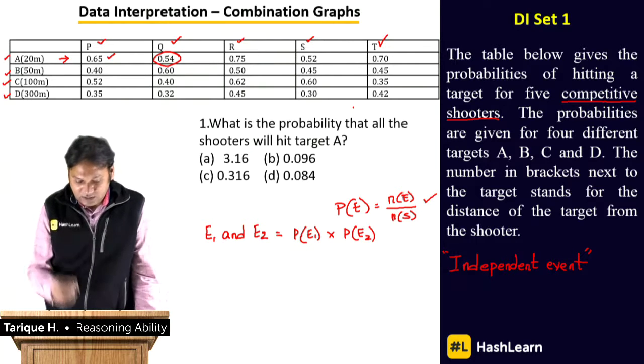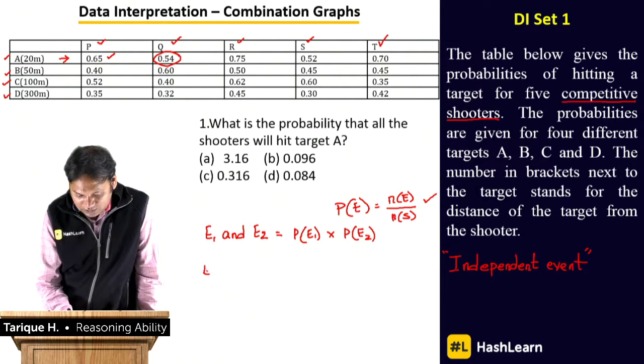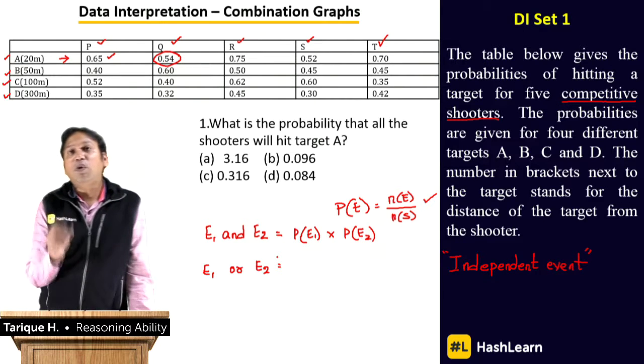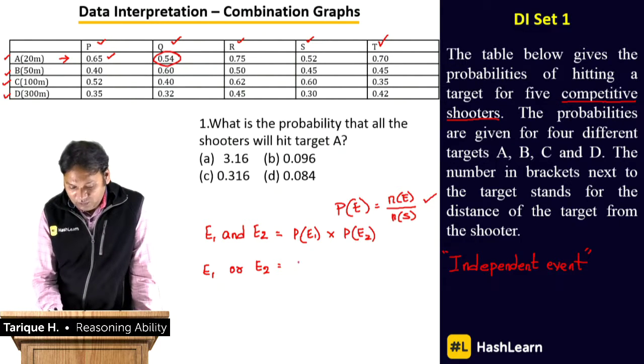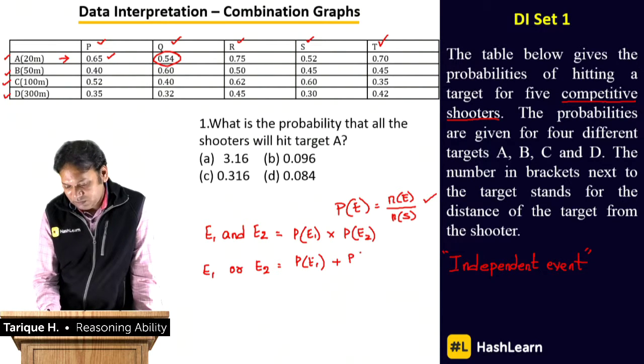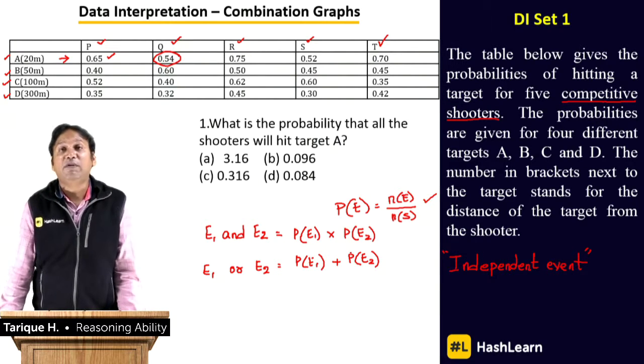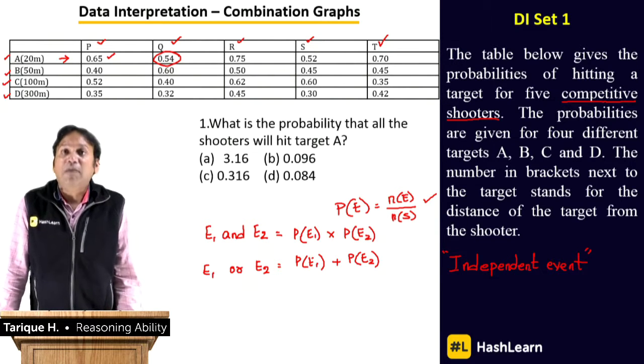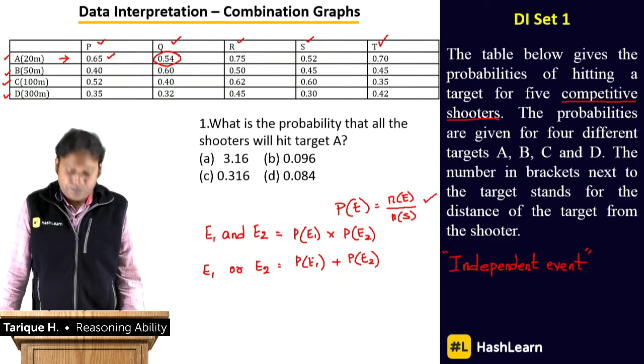And then the next one is if E1 and E2 are events that happen exclusively, that means either E1 is happening or E2 is happening, both the events are not happening, then we are going to add P of E1 plus P of E2. So this is a basic idea to keep in mind. All the probabilities are given to you. You don't have to worry about sample space. You don't have to worry about the number of outcomes in the event set. Probabilities are already given to you.